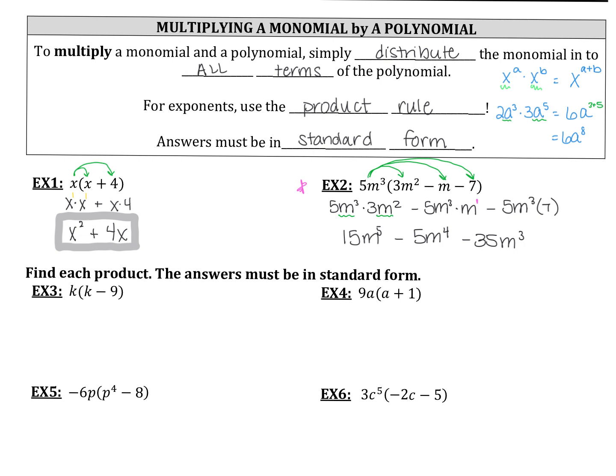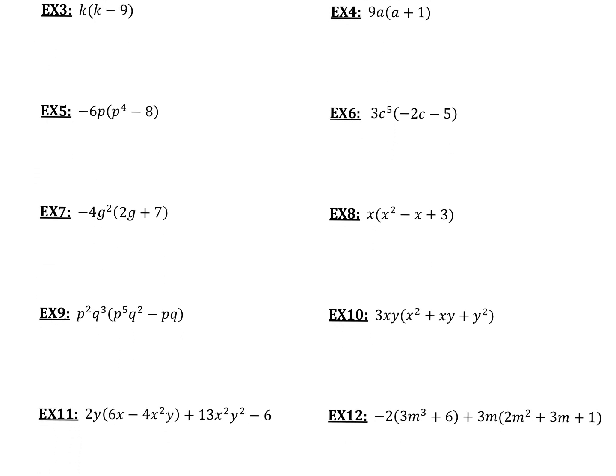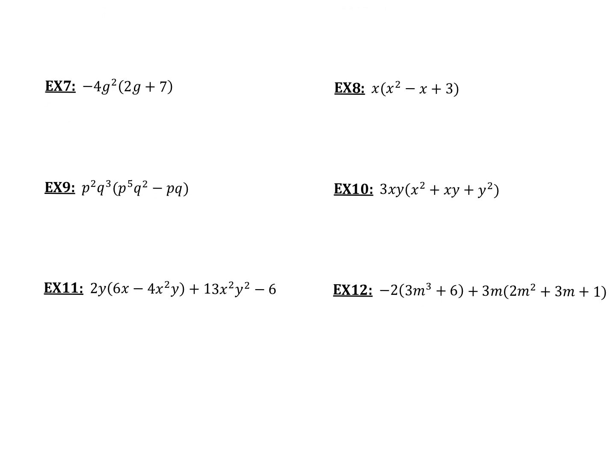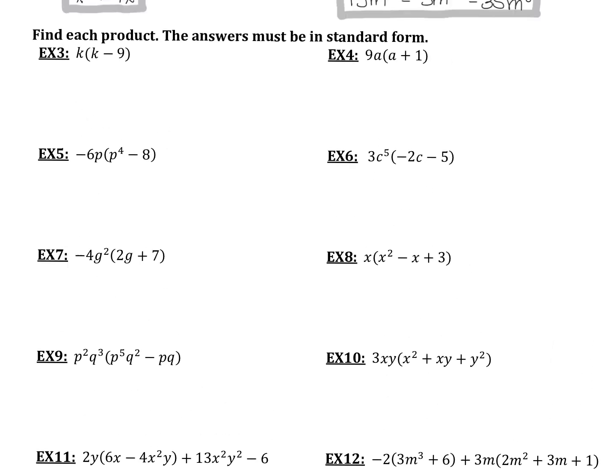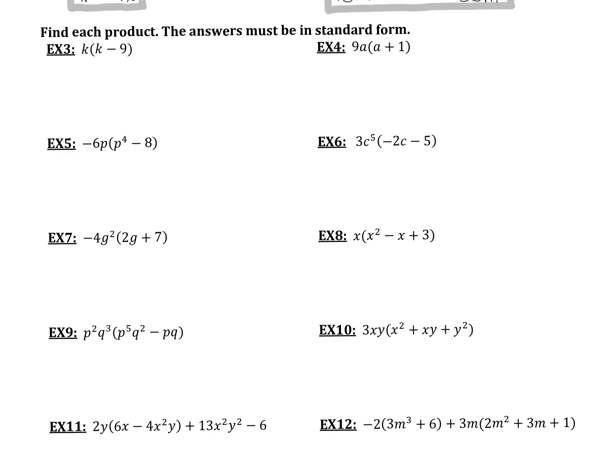So now it's your turn. Now you get to try some. I would like you to, with your seat partner, try the rest of the examples. 3, 4, 5, 6, 7, 8, 9, 10, 11, 12. There's quite a few. Let's see how we do with these, and then we'll come back together. So hit pause, try them. They shouldn't take you very long, and then we'll come back.